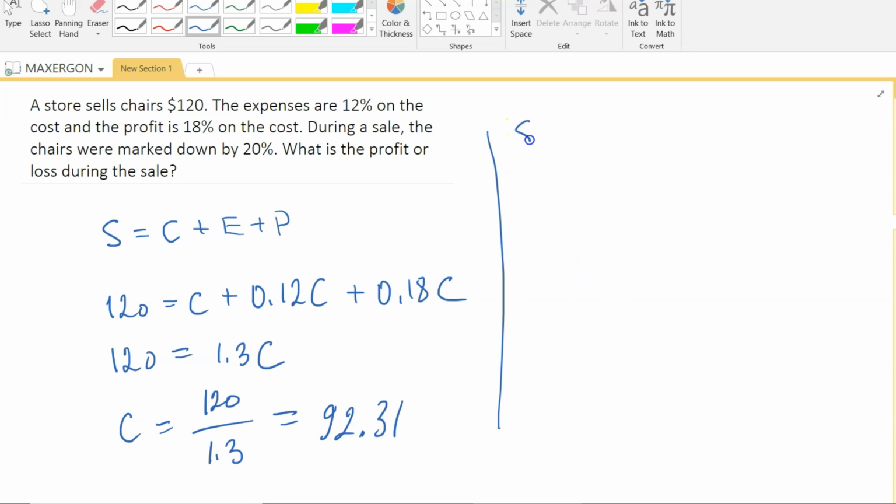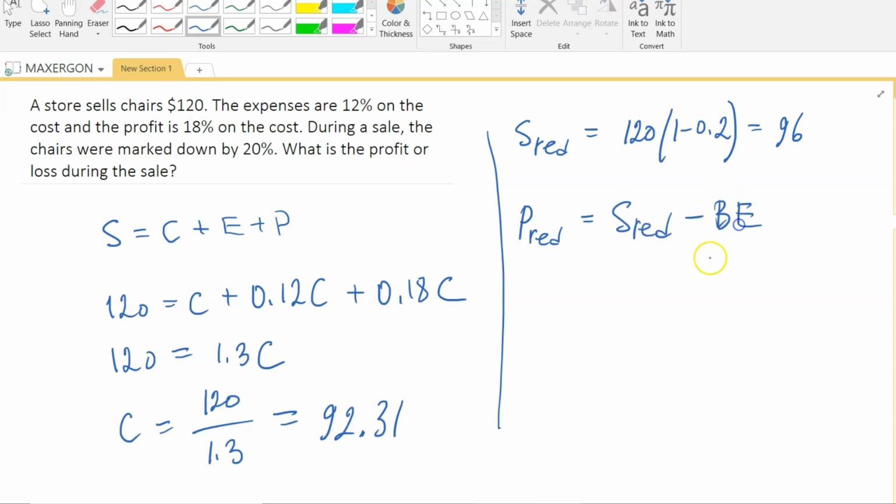Now we have sale. We need to find selling price reduced. And sale is marked down by 20%. So we take the selling price, which is $120, and mark it down by 20%. That is $96. So reduced selling price, that is the selling price during the sale, is $96. Finally, we need to find profit or loss made during the sale, which is called P reduced. That is found by taking the selling price reduced and subtracting break-even price.